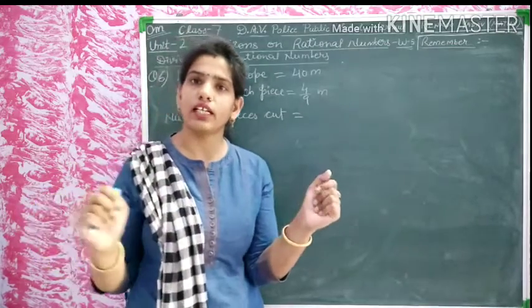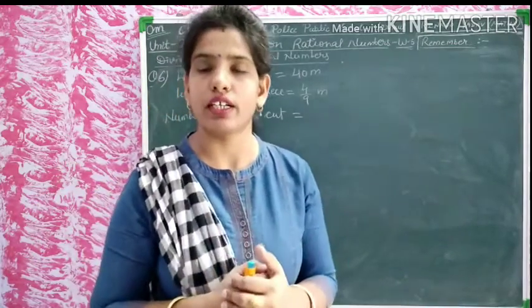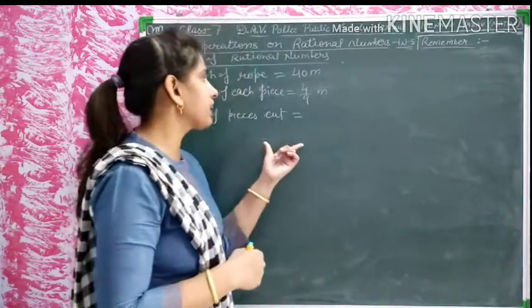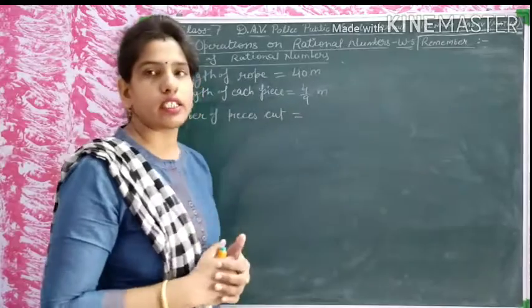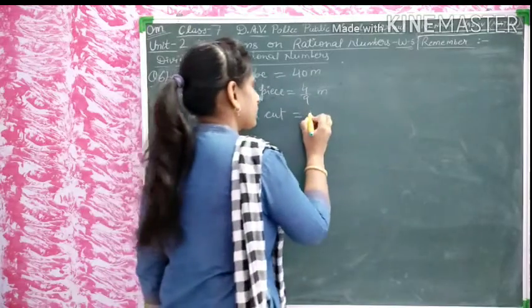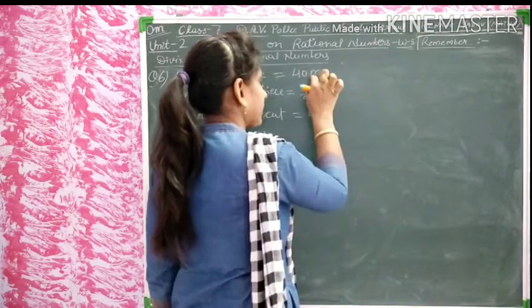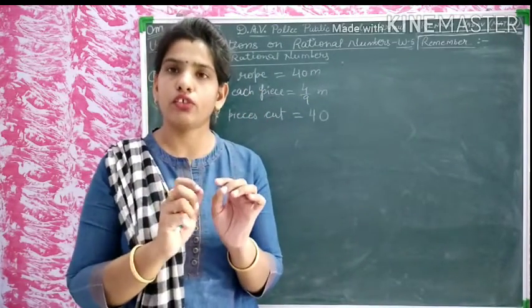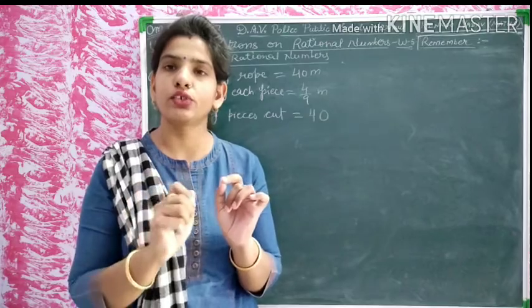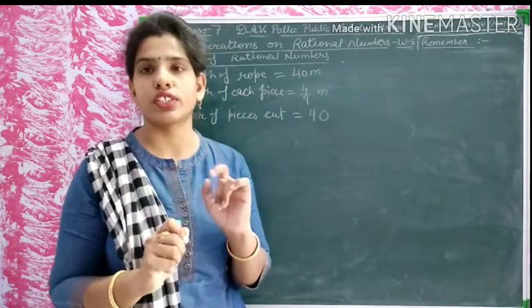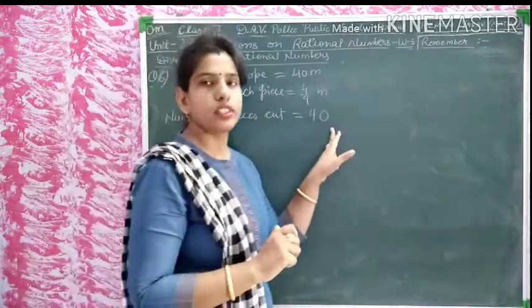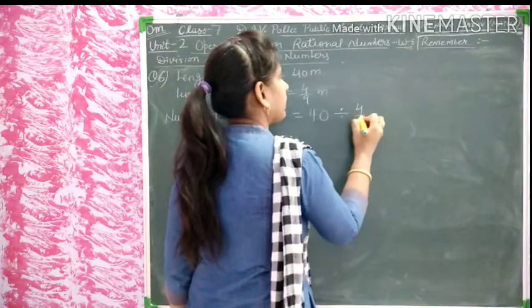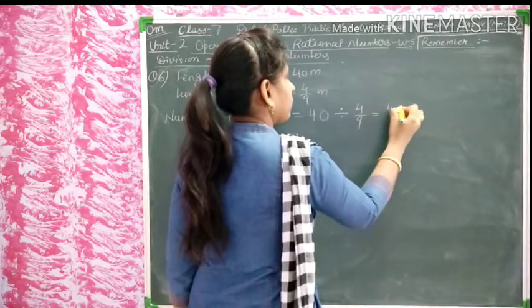So just like that, how many pieces have we got here? It means we have to divide this 40. If we distribute any one thing into equal parts, we get the division there. We have to do division here, 40 divided by 4 by 9.